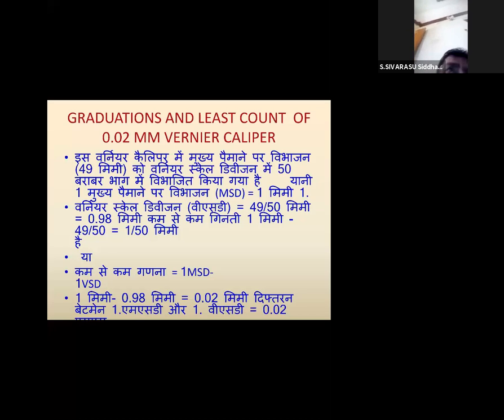What is my least count? The least count is the difference between one main scale division and one vernier scale division. One main scale division value we already know is 1 mm. One vernier scale division value is 0.98 mm. If you subtract it from 1 mm, you get 0.02 mm. That is the least count of this vernier caliper. The difference between one main scale division and one vernier scale division is 0.02 mm, that is 20 micron.